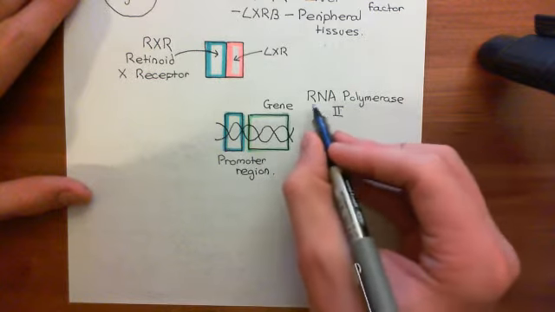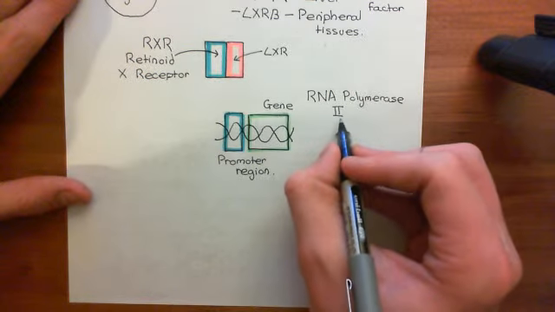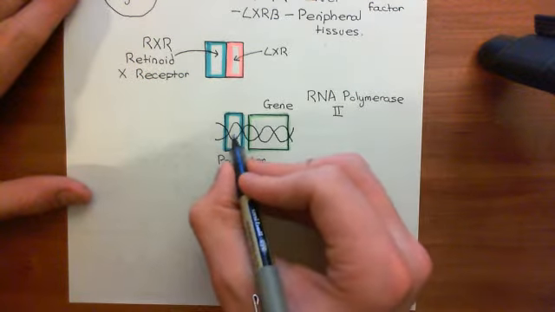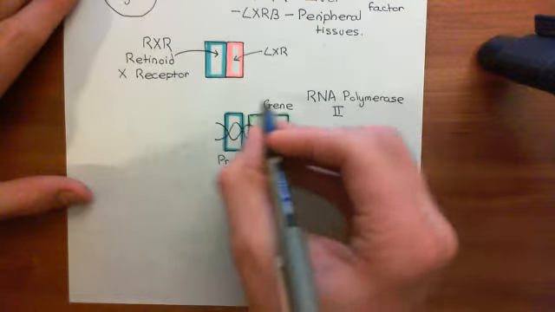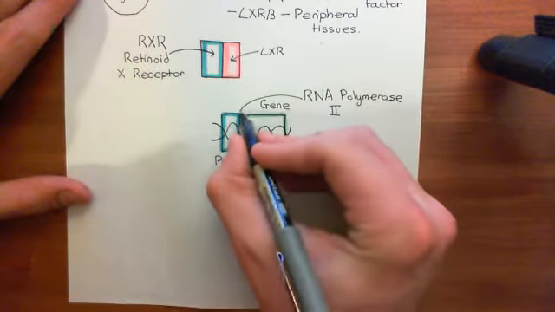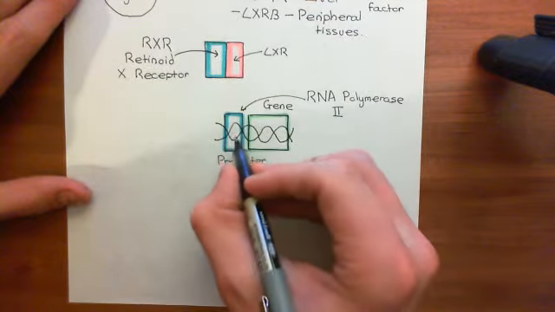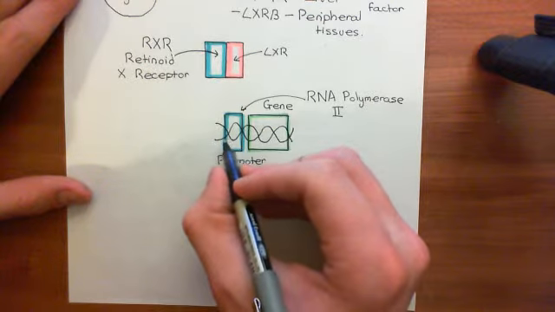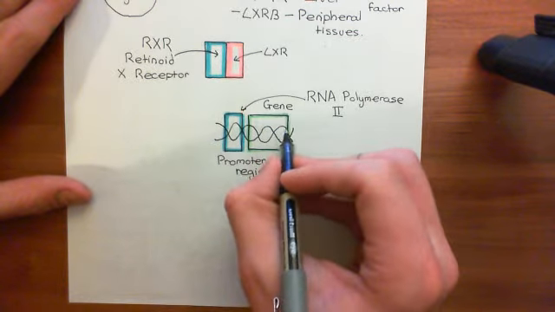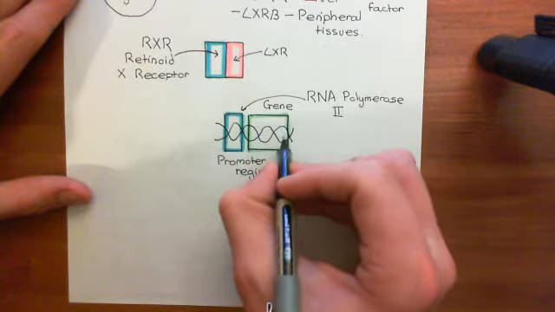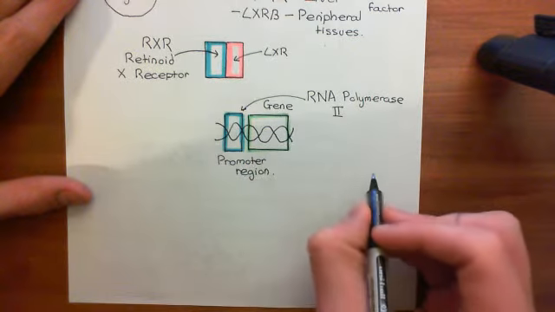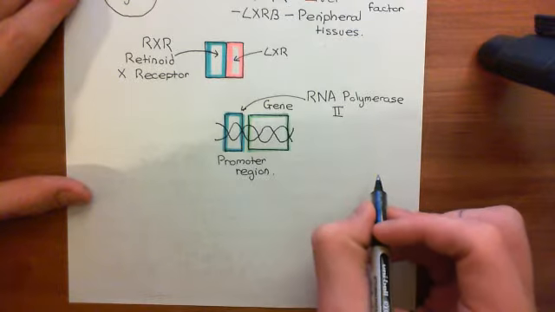So where does the RNA polymerase II bind to? Well, basically it binds to this promoter region here. So RNA polymerase II will come in, bind to the promoter region, open up the DNA, and work its way along the coding strand of DNA, producing a piece of mRNA, which will then go out of the nucleus to the ribosome and be translated into protein.